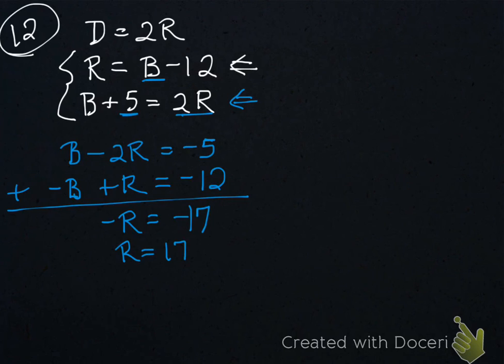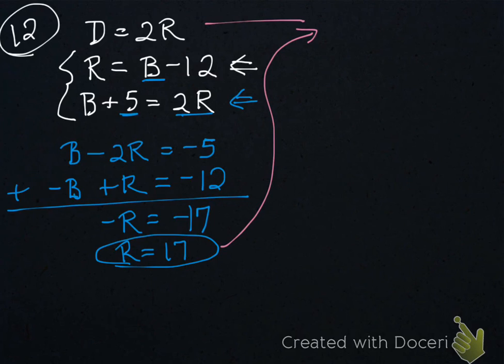So R was Robert. Robert is 17 years old. That's good. The 17 is positive. If it had been negative, I would have known that I made a mistake, because there is no way somebody can have a negative number for age. Now I can plug Robert's age into the top equation, because Dan equals twice what Robert is, which is 17. So Dan equals 34. So that gives me Dan's age.